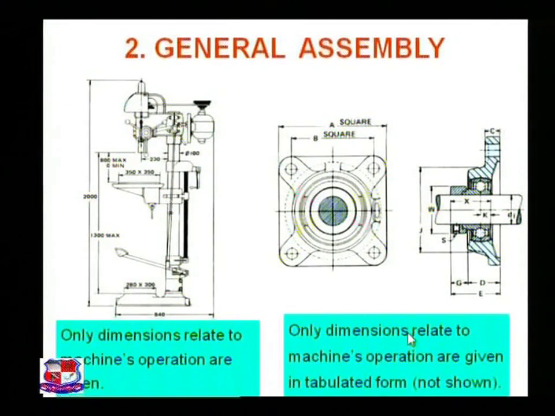Only dimensions related to the machine's operations are given in the tabulated form as shown over here. In this case, the dimensions are not inserted, but the parameters are used, say A, B, X, K, D1, G, E, S, W and C. All these dimensions are to be written in the tabulated form, and from the table we can find out these parameters, what's the length, width, and what's the meaning of S and so on.